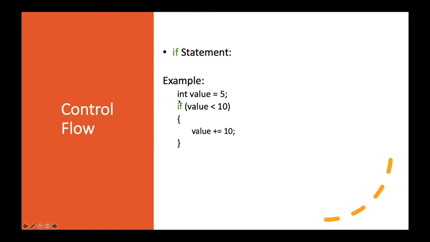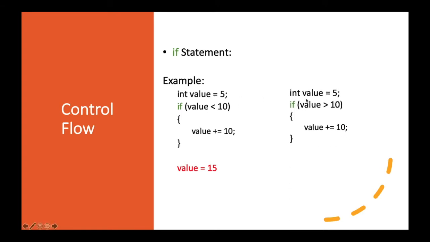Let's look at an example. Here, integer value is 5. If value is less than 10, then value equals value plus 10, right? Let's evaluate this example. Value is initially assigned 5. The expression 5 is less than 10 is definitely true. If this expression is true, then we go on and execute the statement within the if block. So this will add 10 to the value, and the final value is going to be 15.